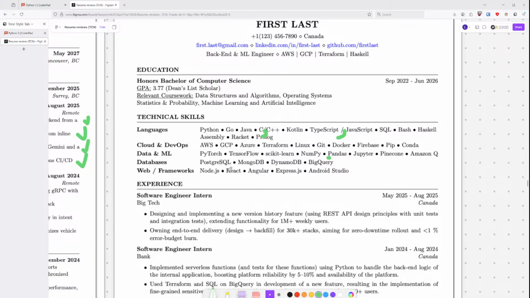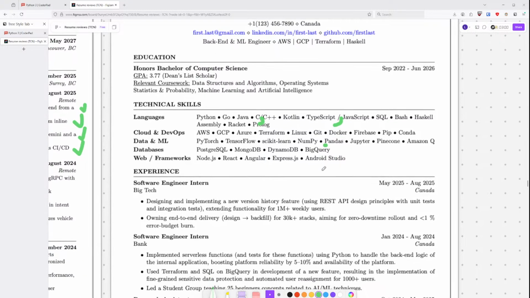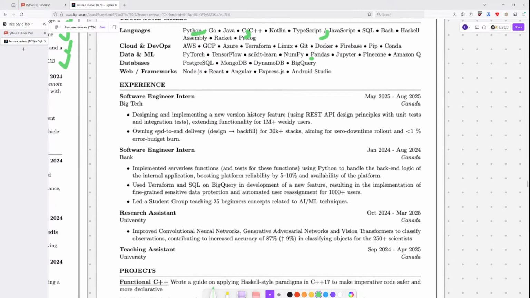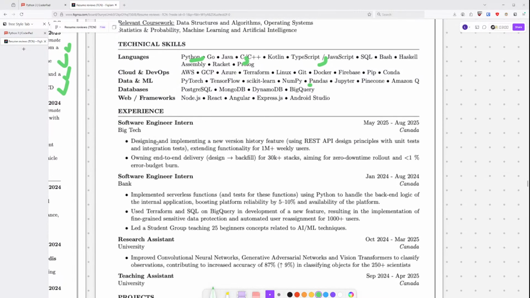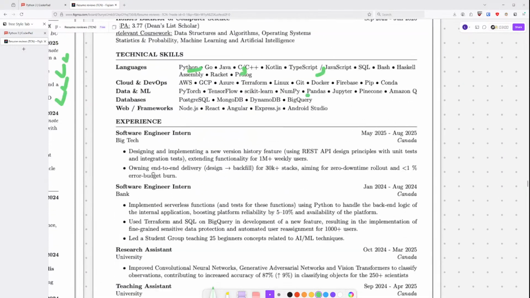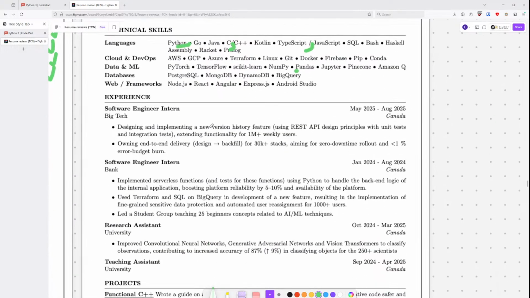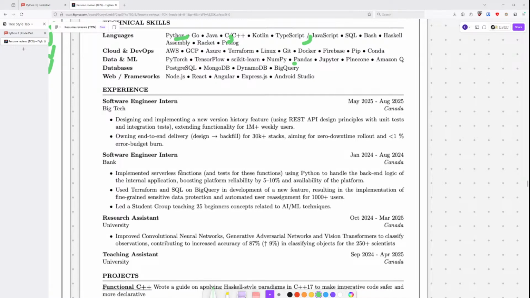Okay. All right. I would probably also not use custom formatting for this kind of stuff. Just use commas. Don't be fancy. Okay. Deciding to implement a new version history feature, REST API design principles, unit test, integration tests, extend functionality for 1+1,000,000 weekly users, owning end-to-end delivery, design backfill, 30 plus stacks, 0 downtime rollout, 91% error budget burn. Okay.